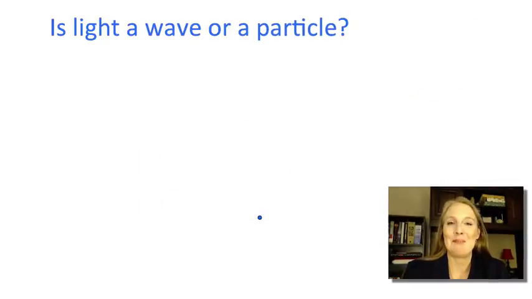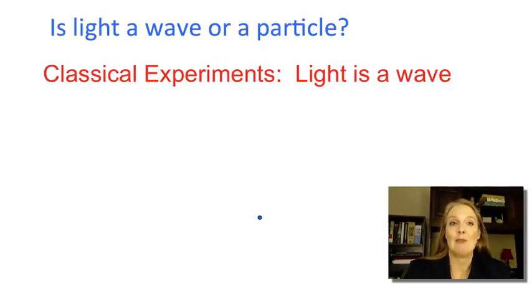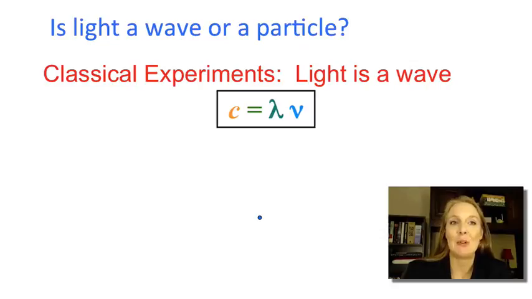So this gave us the birth of quantum theory. The idea that light is quantized and that light is a particle that has wave-like behaviors. So there's two important equations that we'll be using in chemistry. The first one comes from the classical experiments that show light is a wave. c equals lambda nu. This still applies. We're not throwing this equation out the window.